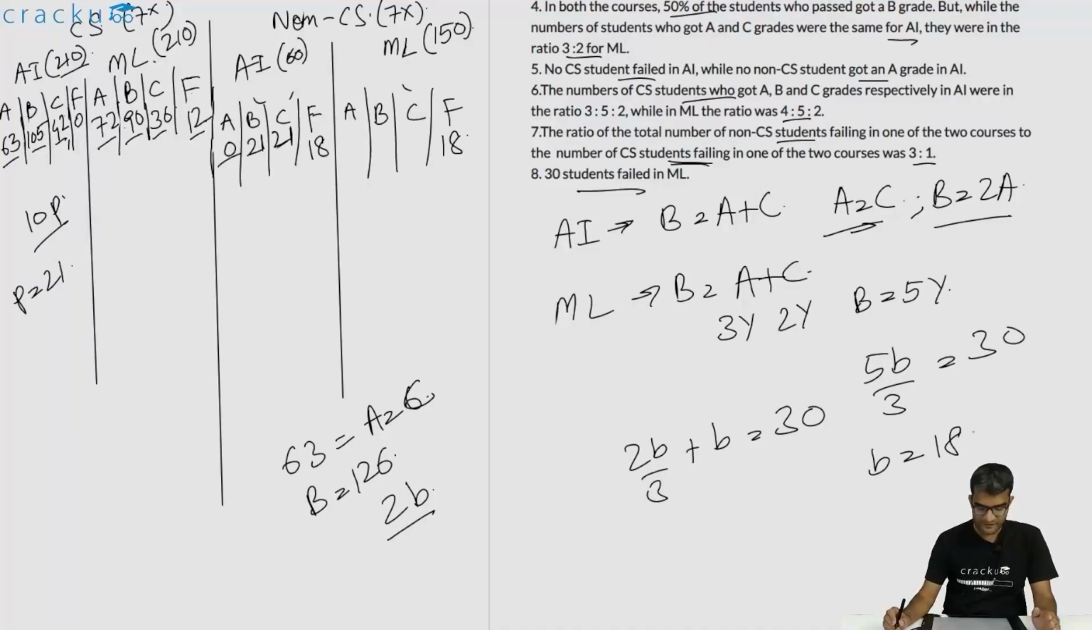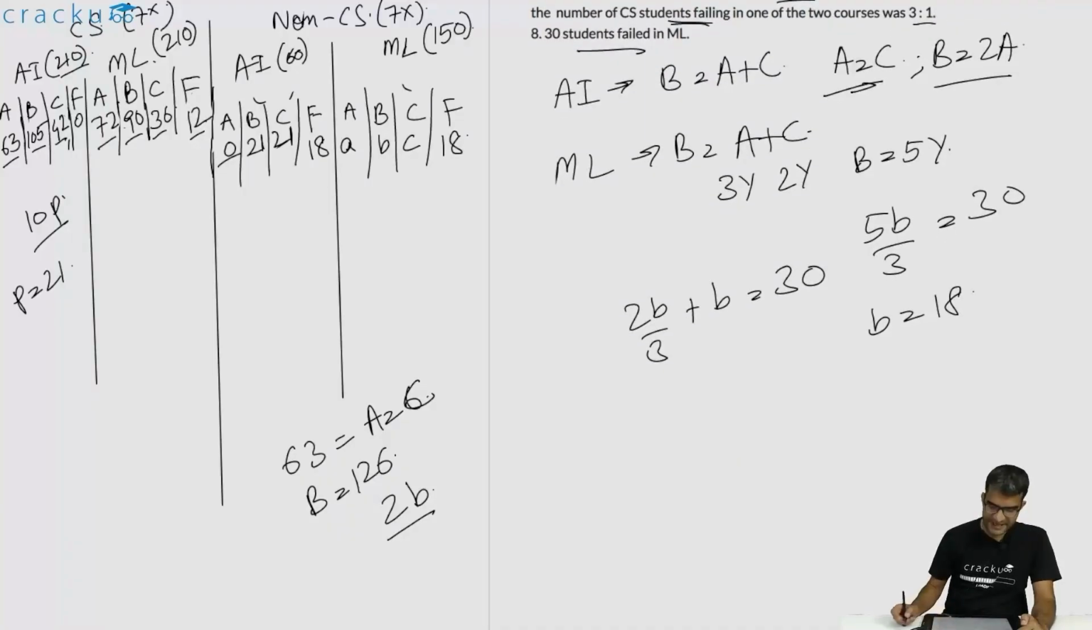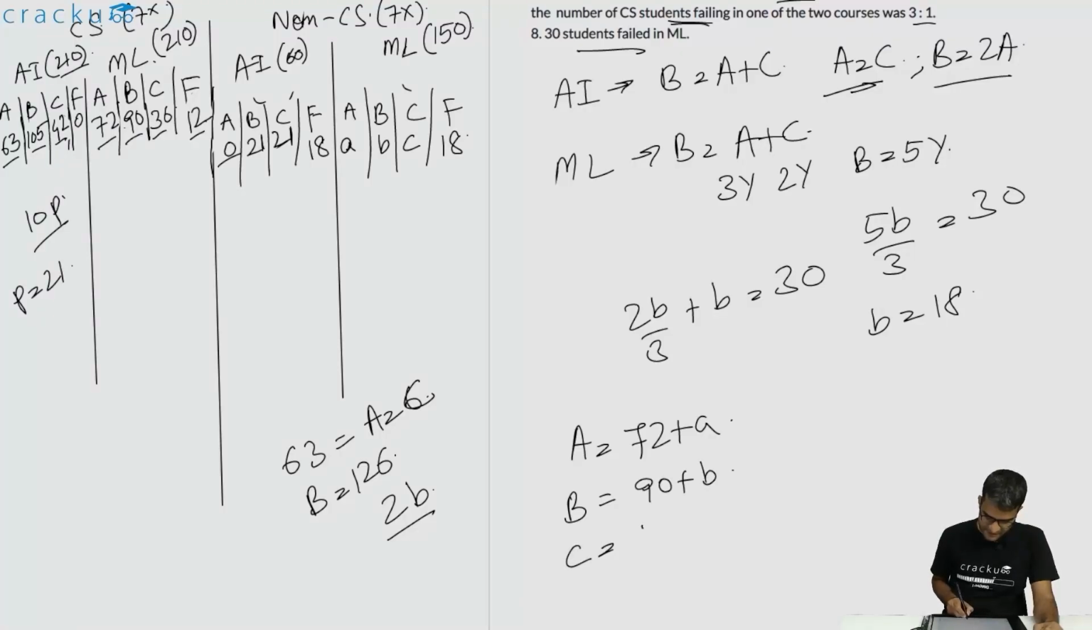Now let us look at the number of non-CS students who took ML who got A, B and C grades. Let us assume that this is A, B and C, just to avoid confusion. So what is the total number of A grades in ML? The total number of A grades in ML will be 72 plus A. The total number of B grades is equal to 90 plus B. The total number of C grades is equal to 36 plus C. We know the value of A plus B plus C, because A plus B plus C plus 18 is equal to 150, or A plus B plus C is equal to 132.